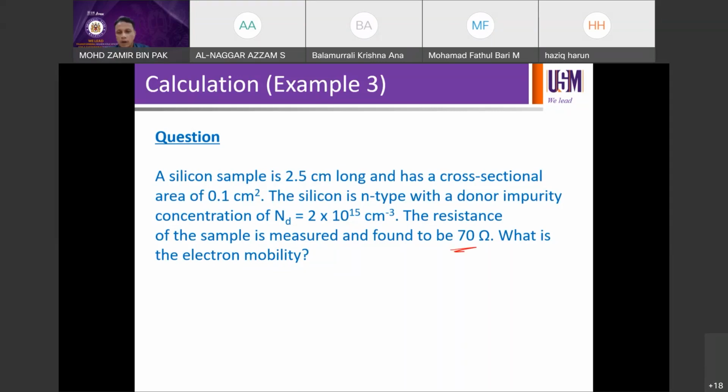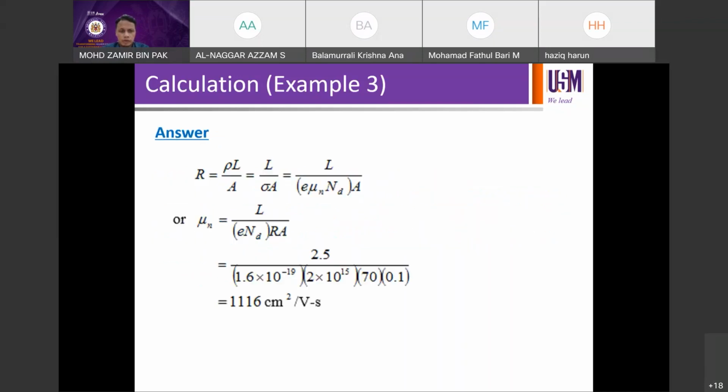Okay, R is given. What is then the value of electron mobility? The equation is the same, just rearrange to get this mobility value. You know that R is equal to rho L over A. L is known, and because rho is 1 over conductivity, you will arrive at this equation: L over q times mu times n times area. Or you can rearrange that as mu, because you're looking for mu. So you get mu equals L over q times Nd times R times A, and the rest are all given. L is known, 2.5. q is known, a constant. N is given. R is given, it's already measured, 70 ohm, and A is given.